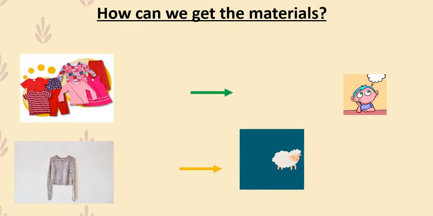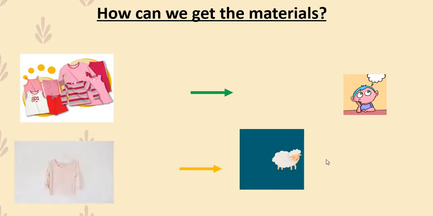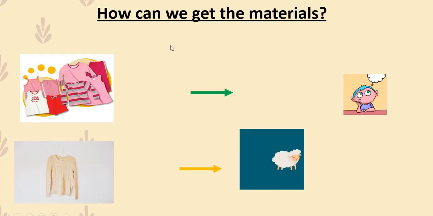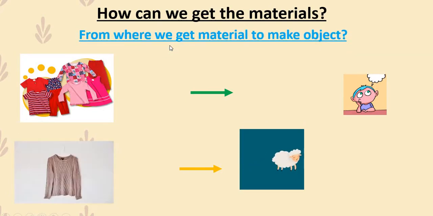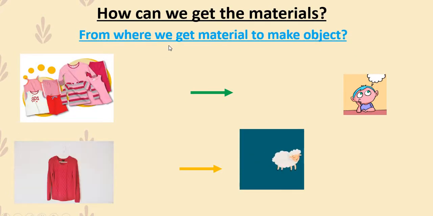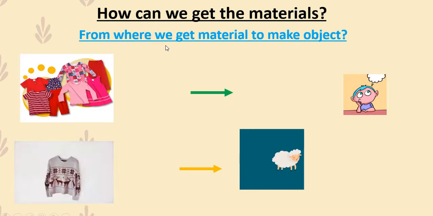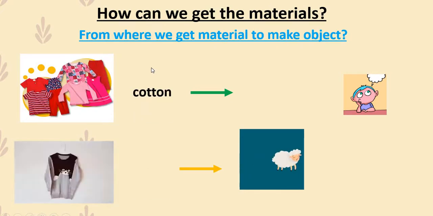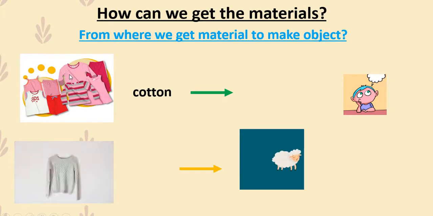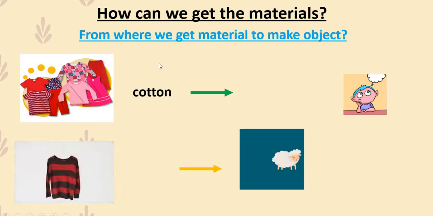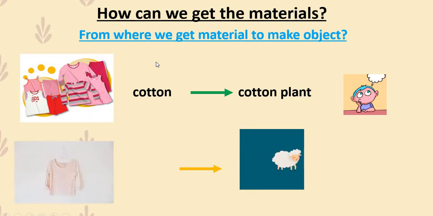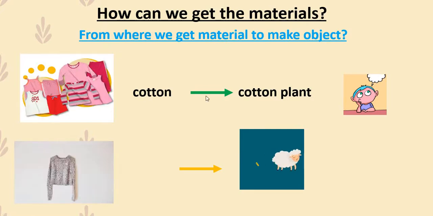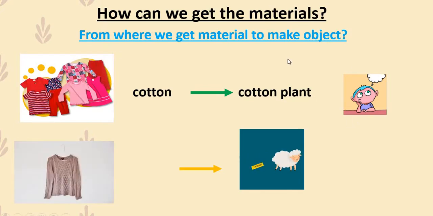How can we get the materials? Here, for example, we have a t-shirt, dresses, shorts. What do you think? From where can we get material to make an object? We said it may be natural, found in nature, or man-made, right? Here, cotton. From where can we get cotton to make a t-shirt or a dress or shorts? Yeah, from the cotton plant. So cotton is a natural material, and we can find it in nature.